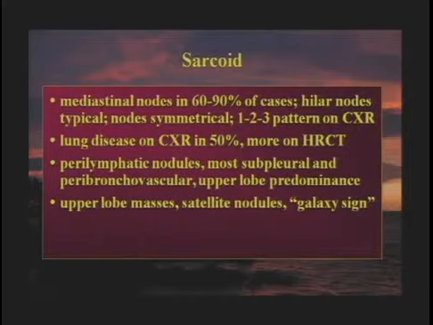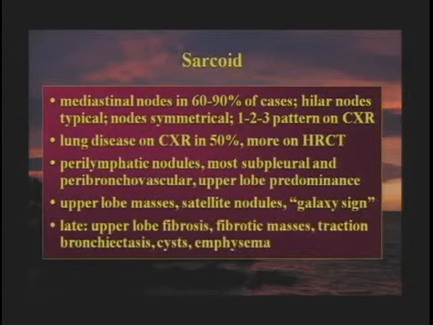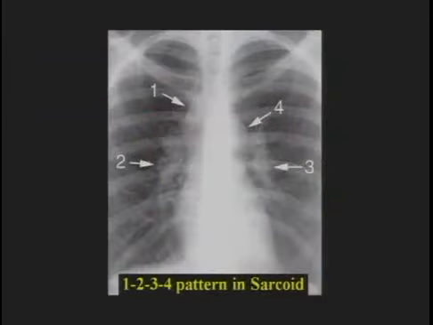We see upper lobe masses, big conglomerates of sarcoid nodules associated with little nodules around their outside. Those are satellite nodules, and that has been called the galaxy sign. And later, upper lobe fibrosis, fibrotic masses, and traction bronchiectasis result, along with cysts and emphysema in some patients.